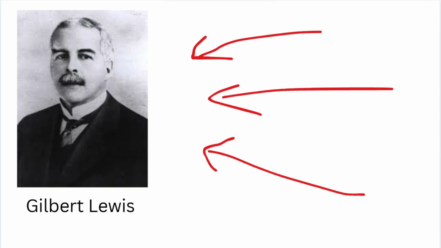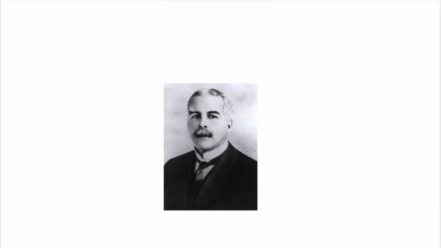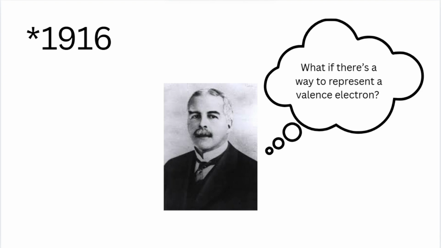Gilbert Lewis. This guy. He's an American chemist born in 1875 and apparently died of a heart attack in 1946, but yeah. Now one day, he asked questions like every philosophy teacher said. He asked himself in 1916, what if there's a way to represent a valence electron?